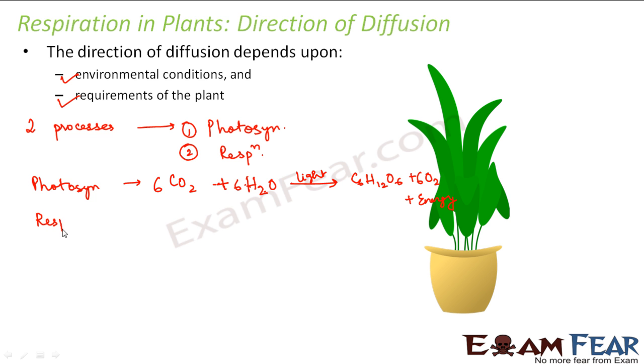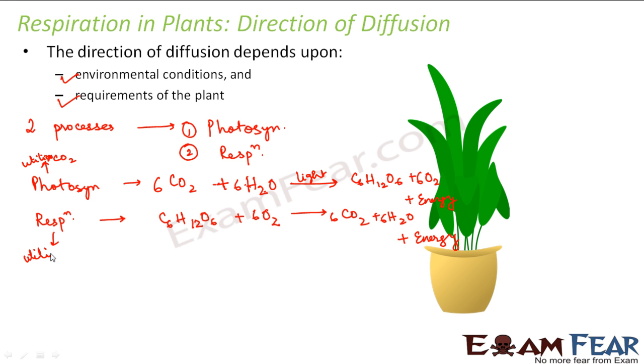And what happens in respiration? In respiration, glucose is broken down, or glucose is oxidized, to give carbon dioxide plus water plus energy. So what do we see? In photosynthesis, this process utilizes carbon dioxide, whereas this process, that is respiration, needs oxygen.